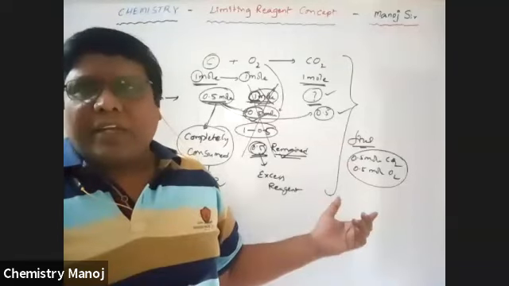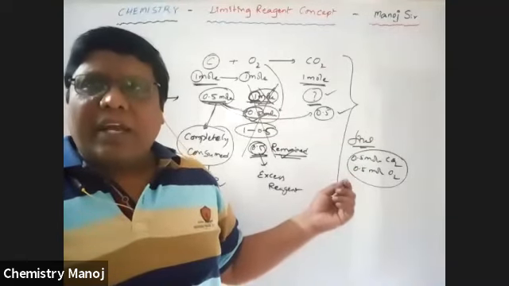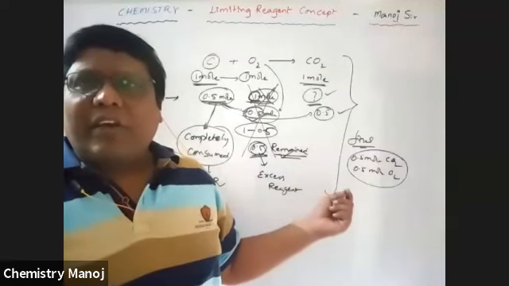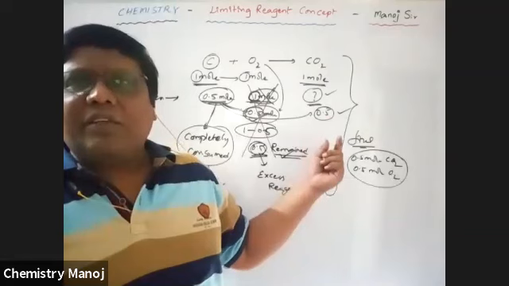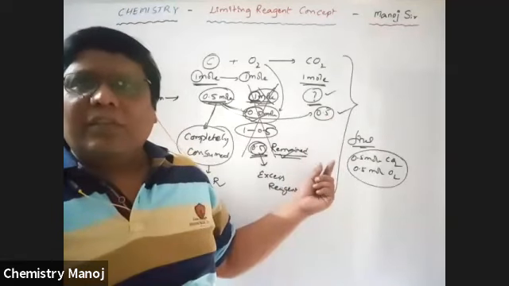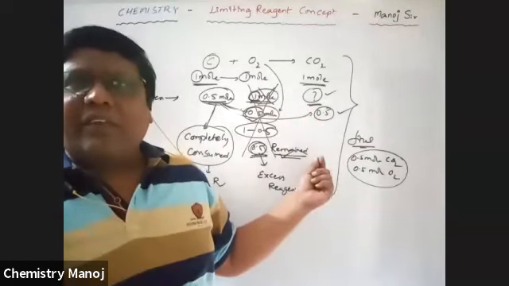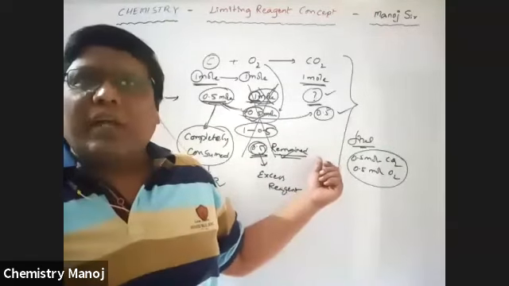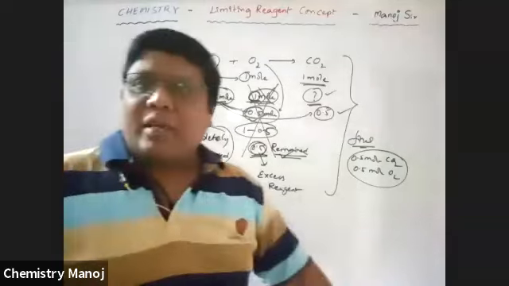So two chemicals are given to you. Take one as the unknown one and find out how much is actually required. If the given value is more than the required value, that is excess. If it is less than the required value, that is the limiting reagent. Okay, so now I'm going to take one more example.